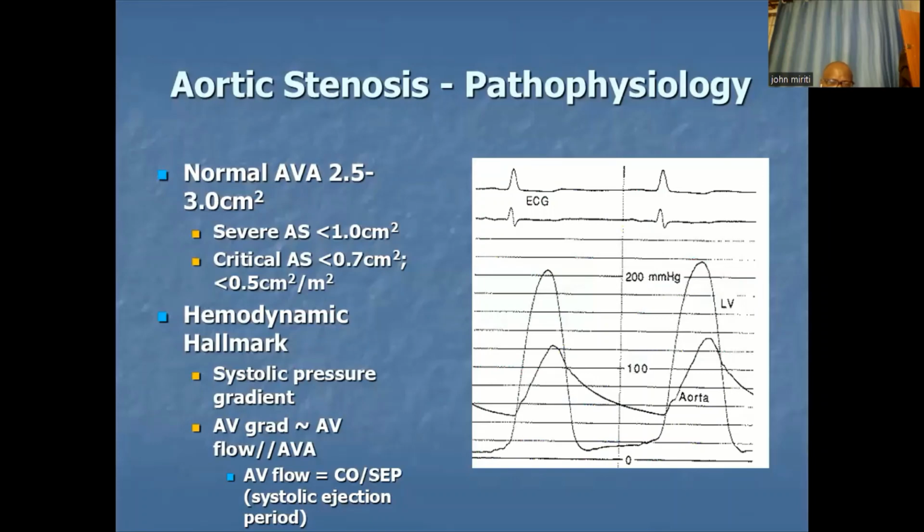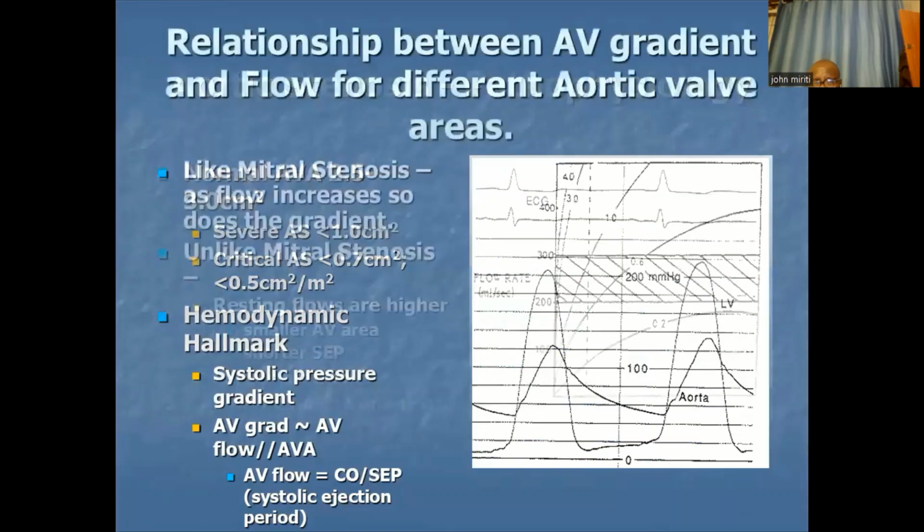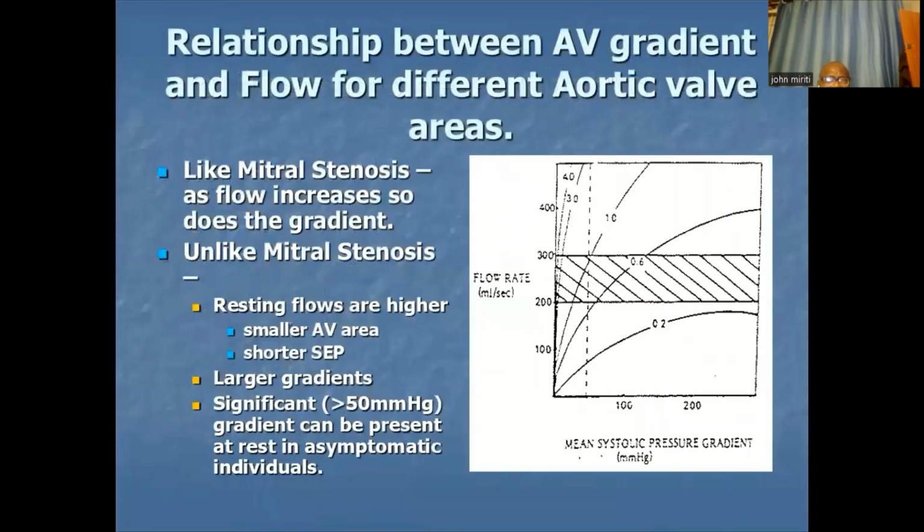That atrioventricular flow is equal to cardiac output versus systolic ejection pressure. So the relationship between ventricular gradient and the flow from different aortic valve areas is that, like in mitral stenosis, as flow increases, so does the gradient increase, unlike in mitral stenosis, which is the other way around.